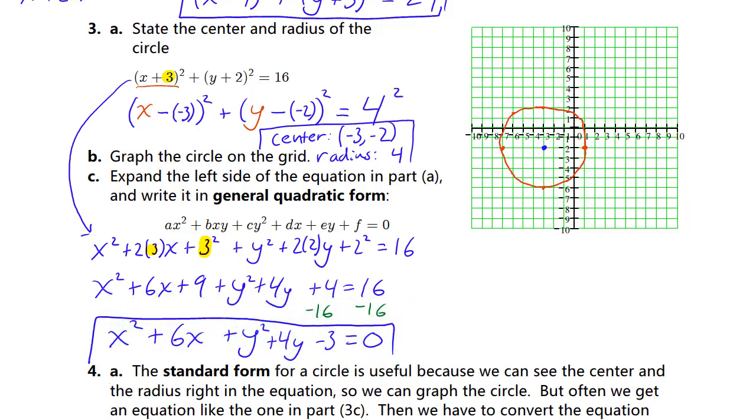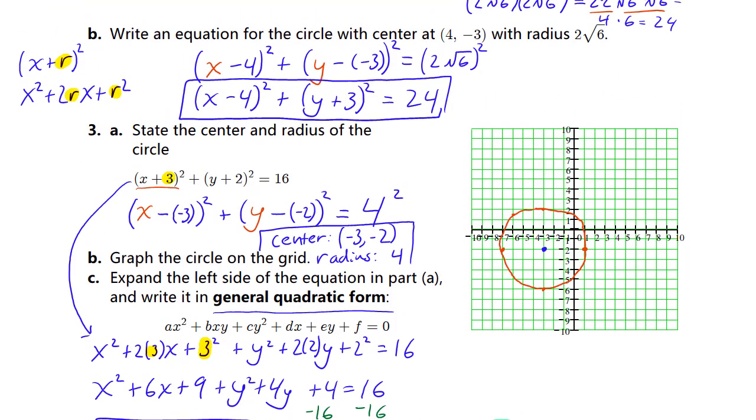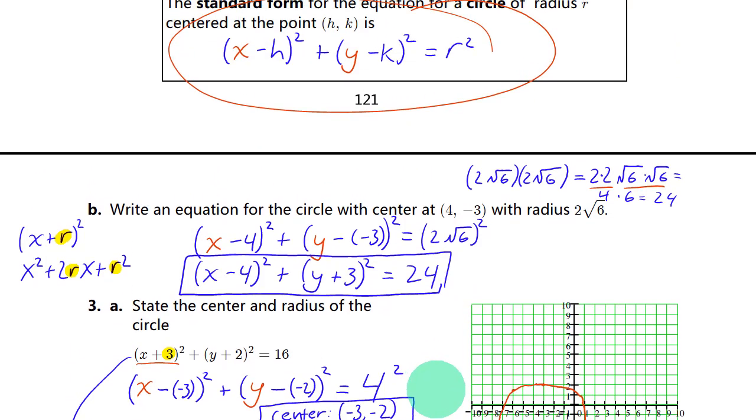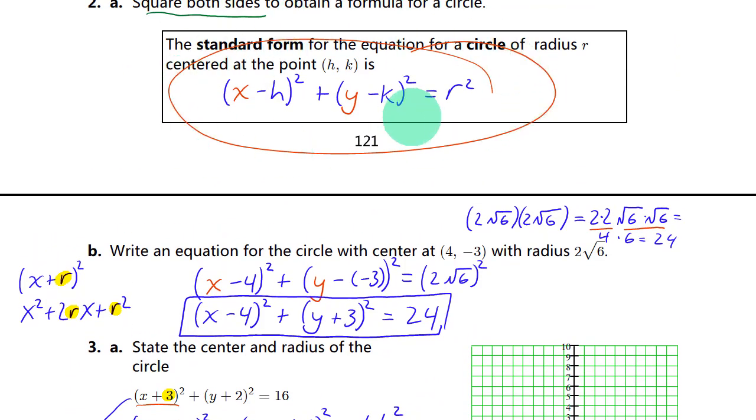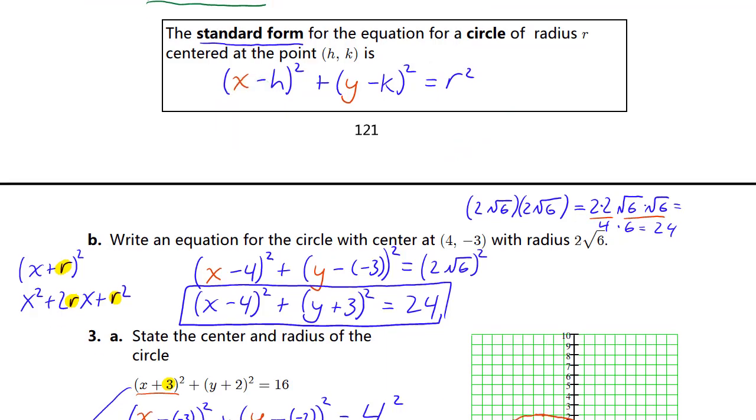Okay, so that is now in what we call general quadratic form. Now, this kind of thing is not as useful as thinking of it in terms of the Pythagorean theorem version of this, or the distance formula version, which is really called standard form, but this is basically another way of looking at the Pythagorean theorem.